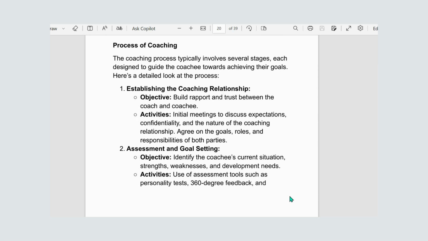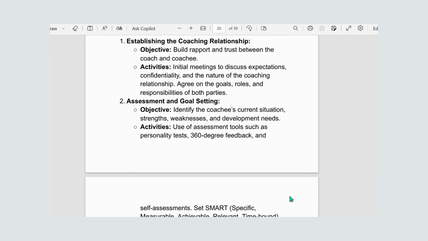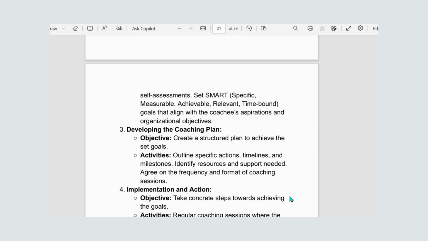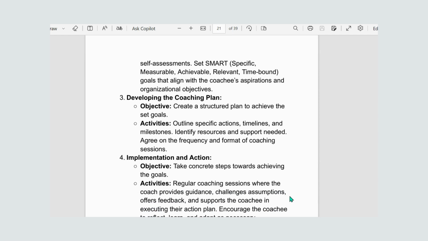The next process is assessment and goal setting. This identifies the coachee's current situation, strengths, weaknesses, and development needs. That can include activities like assessment tools, personality tests, and so on. The third process is developing the coaching plan. It means creating a structured plan to achieve the set goals. This can be done through creating timelines, adding milestones, and then identifying the resources and support needed.